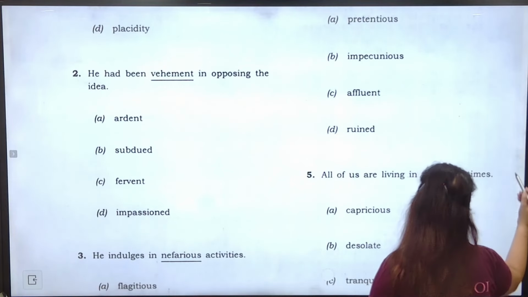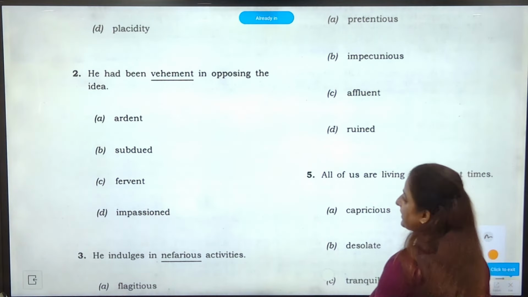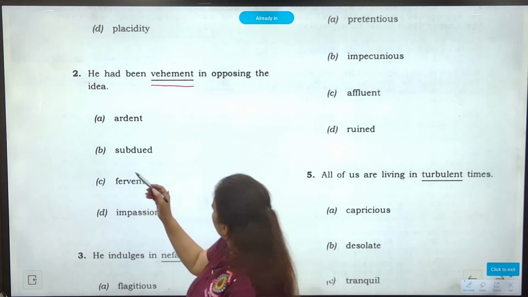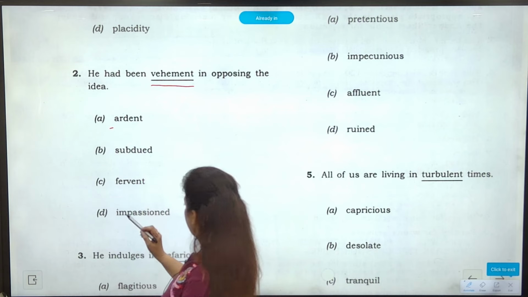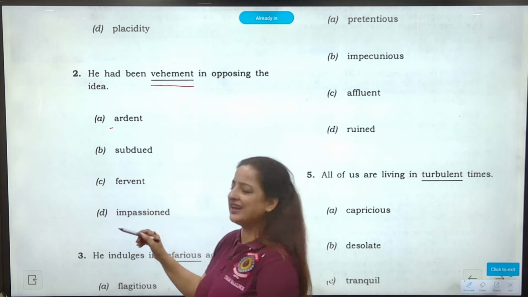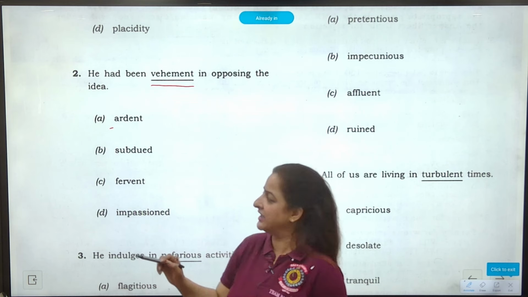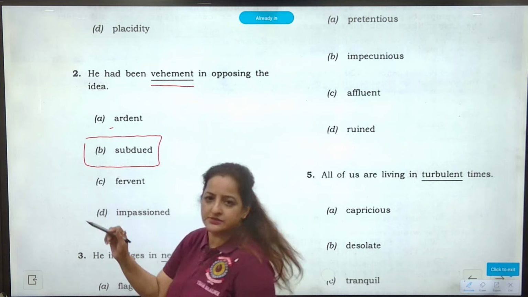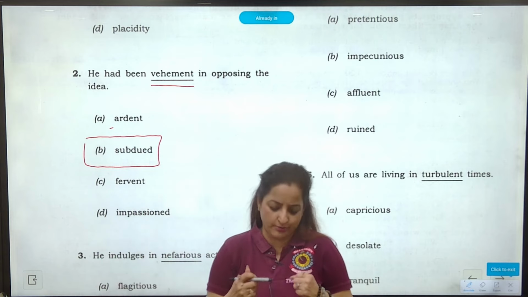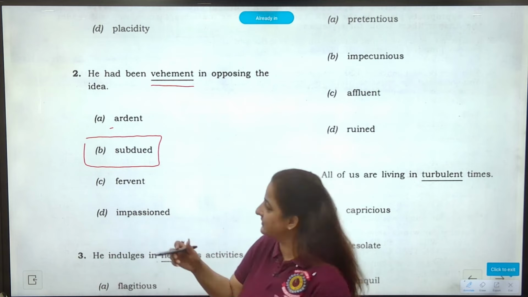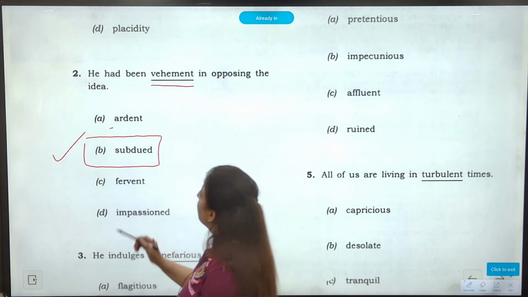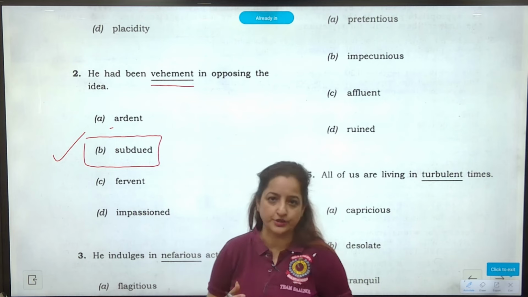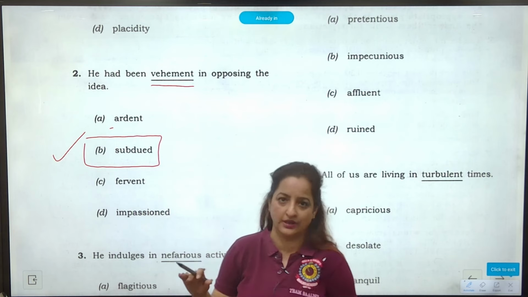Question 2. He had been vehement. Now, vehement over here means very strong feelings actually, right? So for very strong, if you see ardent, fervent, impassioned, these three are actually synonyms of vehement. Therefore, the correct answer is subdued, because subdued means suppressed in your emotions, not very strong emotions. So the answer is subdued. Now if you see the pattern going on in this paper, it is odd one out. Three are synonyms, one is the actual antonym.